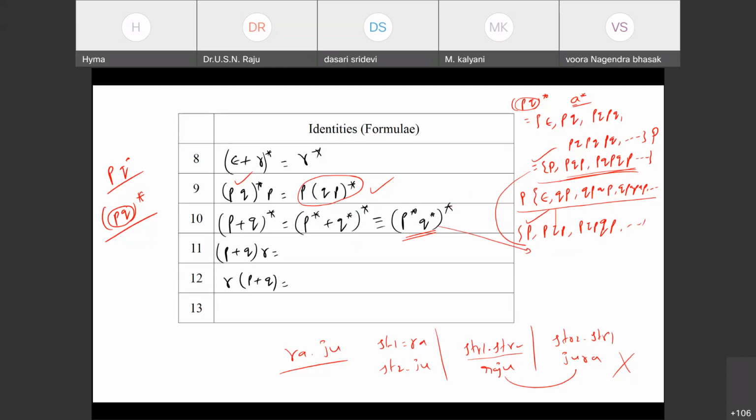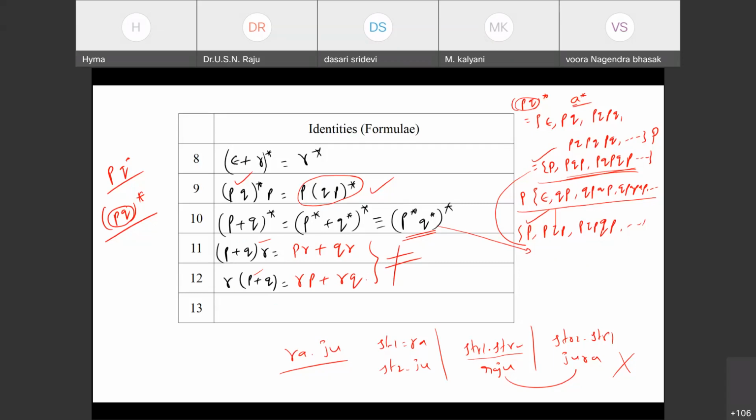These are true. Then what about P plus Q concatenated with R? PR plus QR. But same thing, now I kept R on the right side. Then what about this one? This is RP plus RQ. These two are not same. You can't write one in place of the other. These two can't be interchanged because the resultant strings are not same.